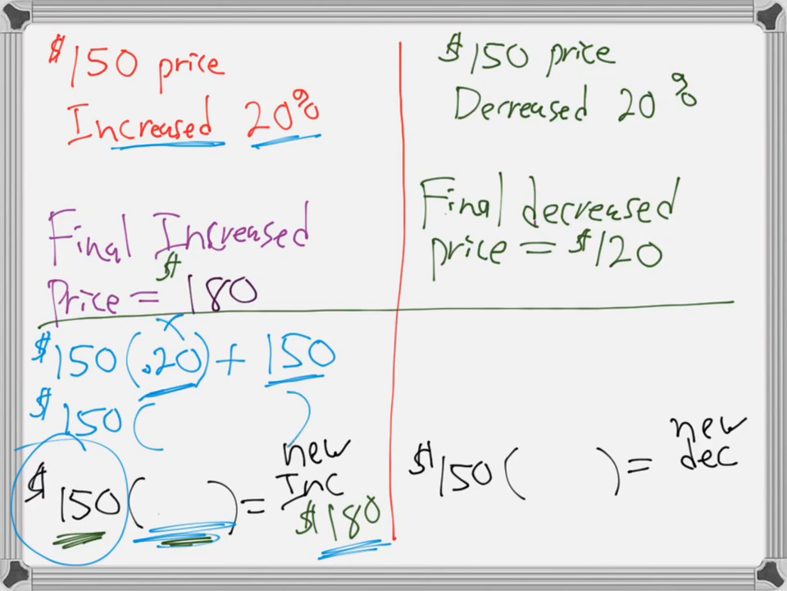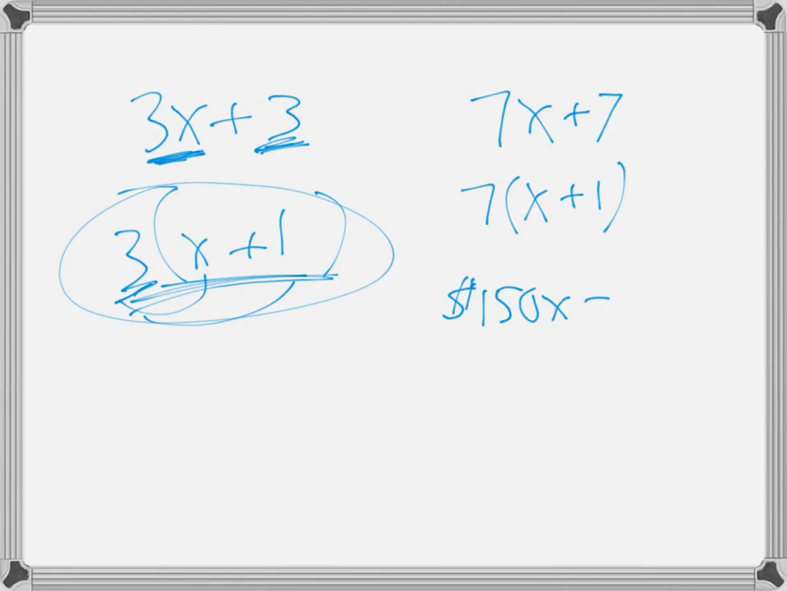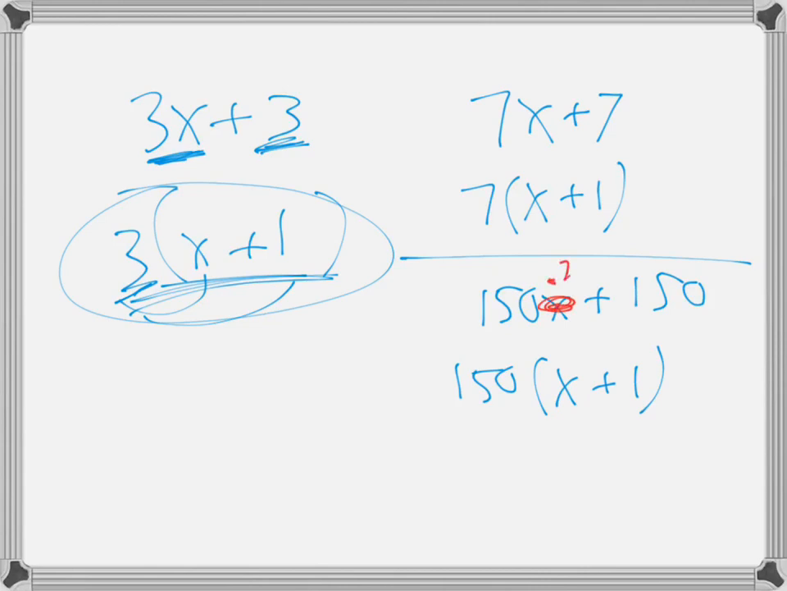Or treat this like the x, I should say. And let me go back here. So 3x plus 3, you take out the 3, huh? What if I had 7x plus 7? What would I do? Take out the 7. What if I had 150x plus 150? What would I do? Take out the 150. And what if instead of that being an x, it was something like a 0.20? Same thing, huh? Don't even need those parentheses.